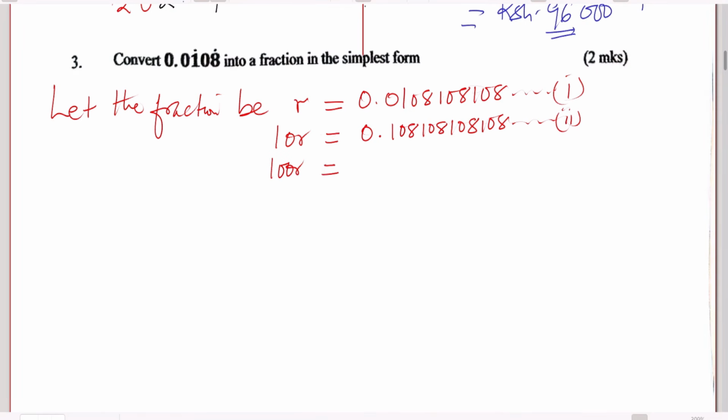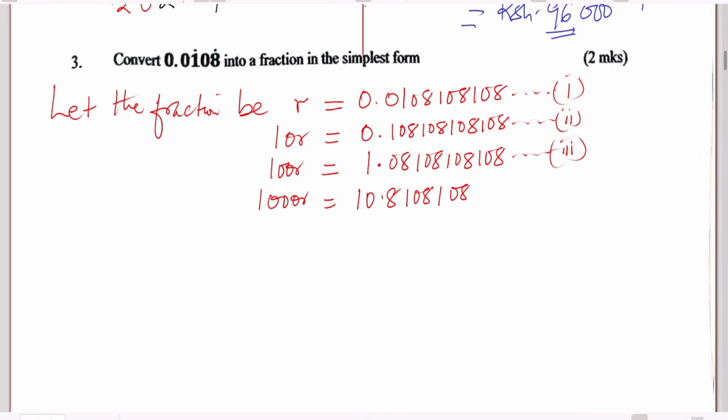Multiplying r by 100, you will have 1.08108. Don't forget that 108 is the one that is recurring. Again, when you look at equations 1, 2, and 3, and look at the decimal part, still we don't have any two equations that are similar from the decimal part. So you continue. Now multiply r by 1,000. When you multiply by 1,000, you will get 10.8108108. That is what is recurring, 108. So that is equation 4.